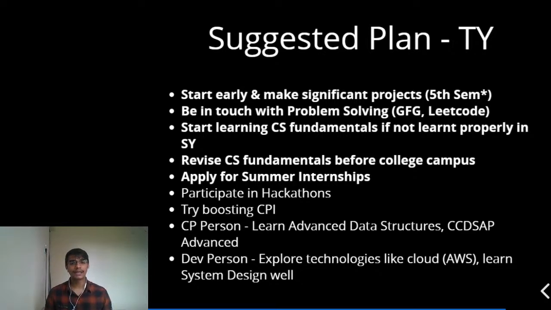Besides that, be in touch with problem solving. As I am recommending that you should do a lot of competitive programming in second year, but in third year you should be inclined towards development and making projects and all, you should never lose touch with problem solving. Even if you are not participating in long challenges or contests in local colleges or events, you should always be in touch with problem solving.